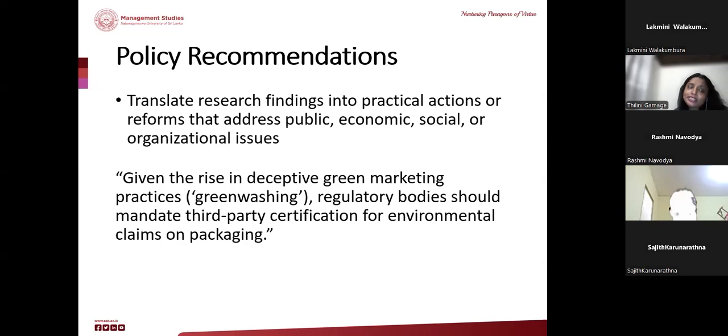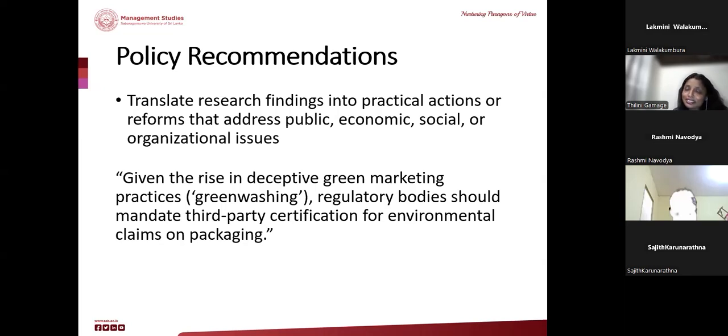It's about policy recommendation. So let's talk about it. Policy recommendations in research. I'm sure you may have heard about this term. So let's have a brief chat about this. If you look at policy recommendations in research, it basically talks about using research findings to inform and influence policy decisions. And that is what we call policy recommendations.